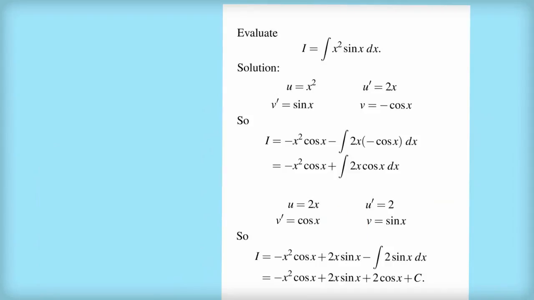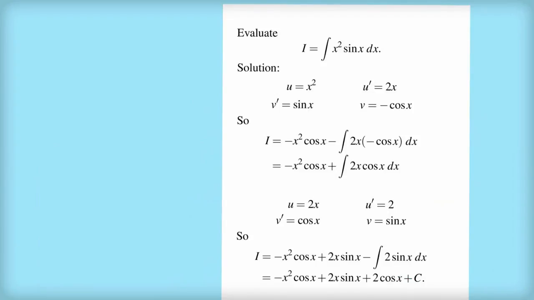We say that I equals, we've got this negative x squared cos x, which is what we had up here. And now these two parts are just the integral. This part here is the uv, and this is minus the integral of u dash v with respect to x. And that's an easy integral to work out.